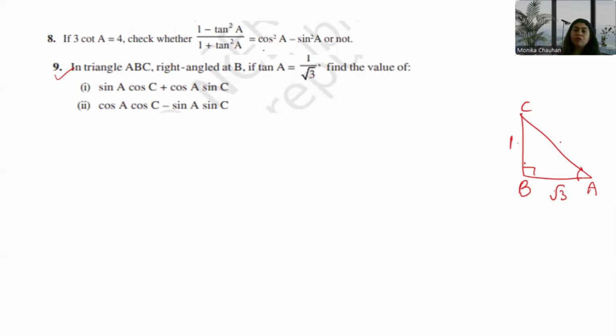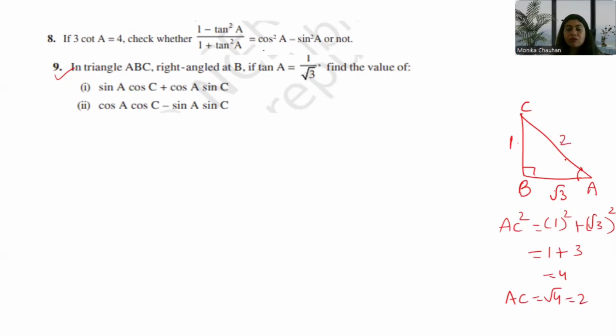Now that you have already marked the perpendicular and base, the hypotenuse is not given. So again, you have to use the Pythagoras theorem to calculate this. I hope by now you must be good at calculating this. AC square is equal to base square plus perpendicular square. And what's the answer for this? 1 plus 3, which is 4. So AC is the square root of 4, which is 2. That means this is your hypotenuse. So 1, root 3, and 2, these are Pythagorean triplets.